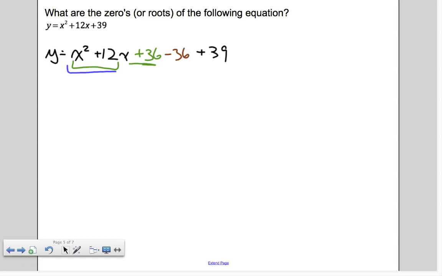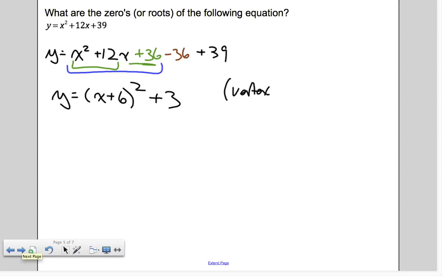So here was our perfect square trinomial. So we got y is equal to x plus 6 quantity squared plus 3. So side question. What's the vertex of this? Vertex is what? Negative 6 and positive 3.